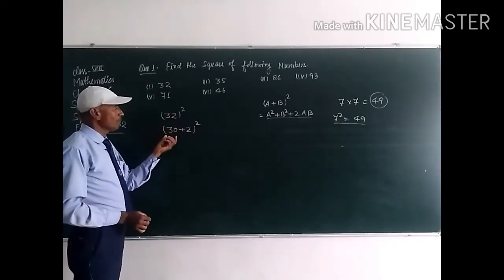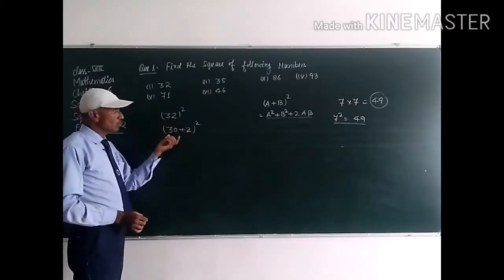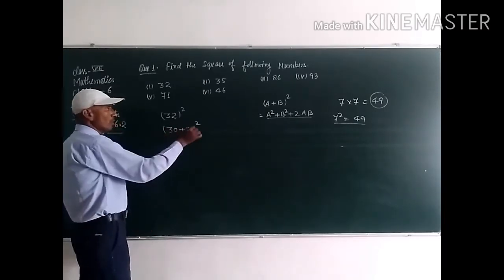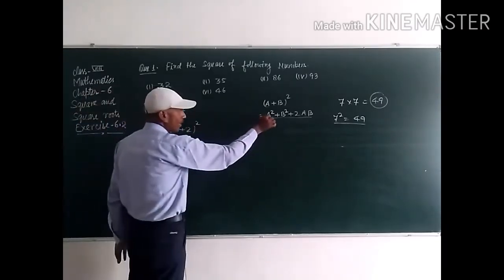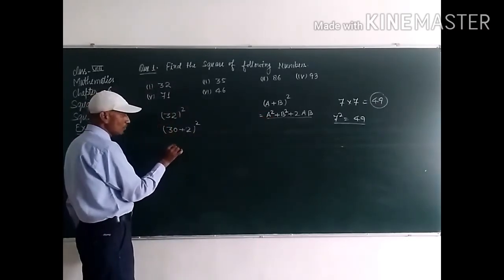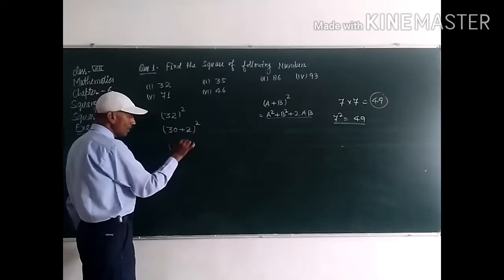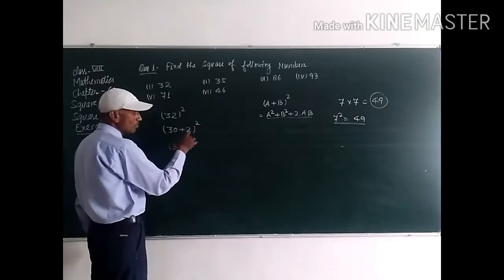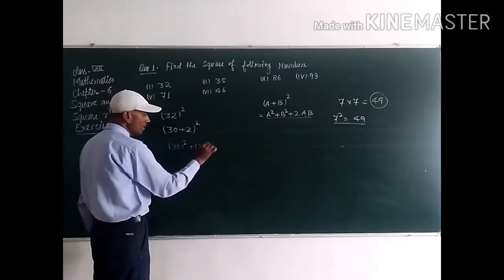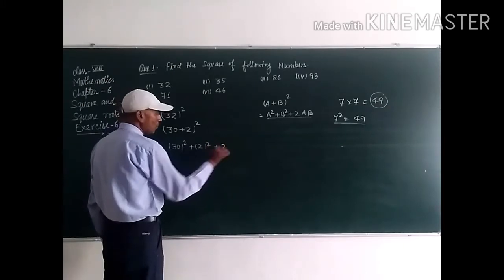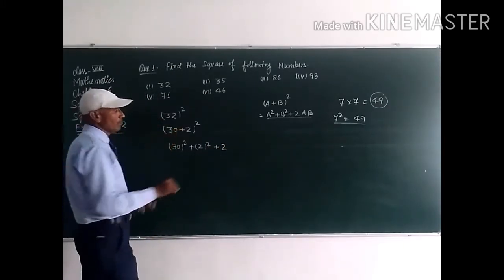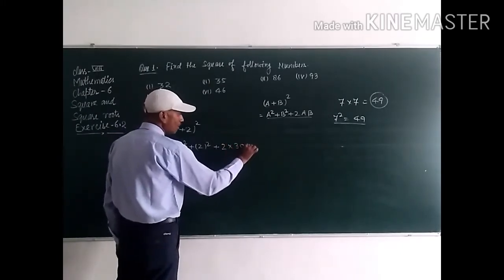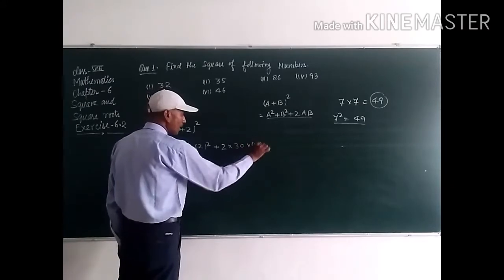So in the first step, we split this 32 into two parts such that one part is 30 and the second part is 2. So now in place of a, it is 30. So first 30 square, plus, in place of b there is 2, so 2 square, plus 2 into a into b, means 2 into 30, this one a, into 2, this one b. Clear, student?